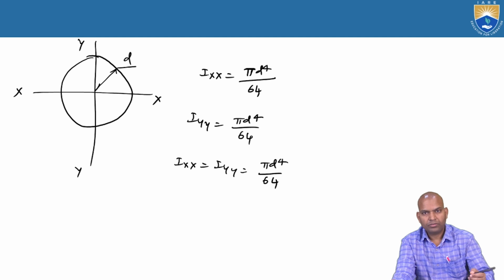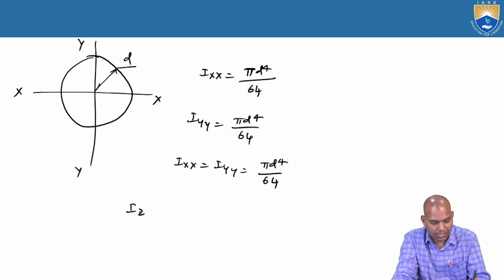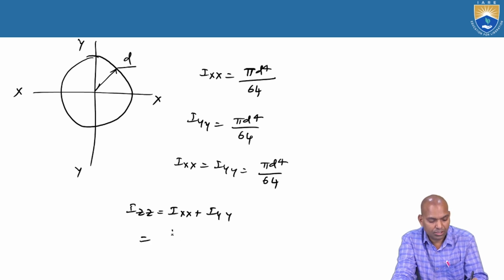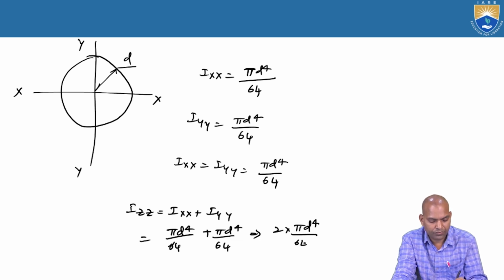And we studied that if we want Izz, then according to the concept of the perpendicular axis theorem, Izz equal to Ixx plus Iyy. Substituting here, pi d power 4 by 64 plus pi d power 4 by 64, that equals 2 times pi d power 4 by 64. Then Izz equal to pi d power 4 by 32.